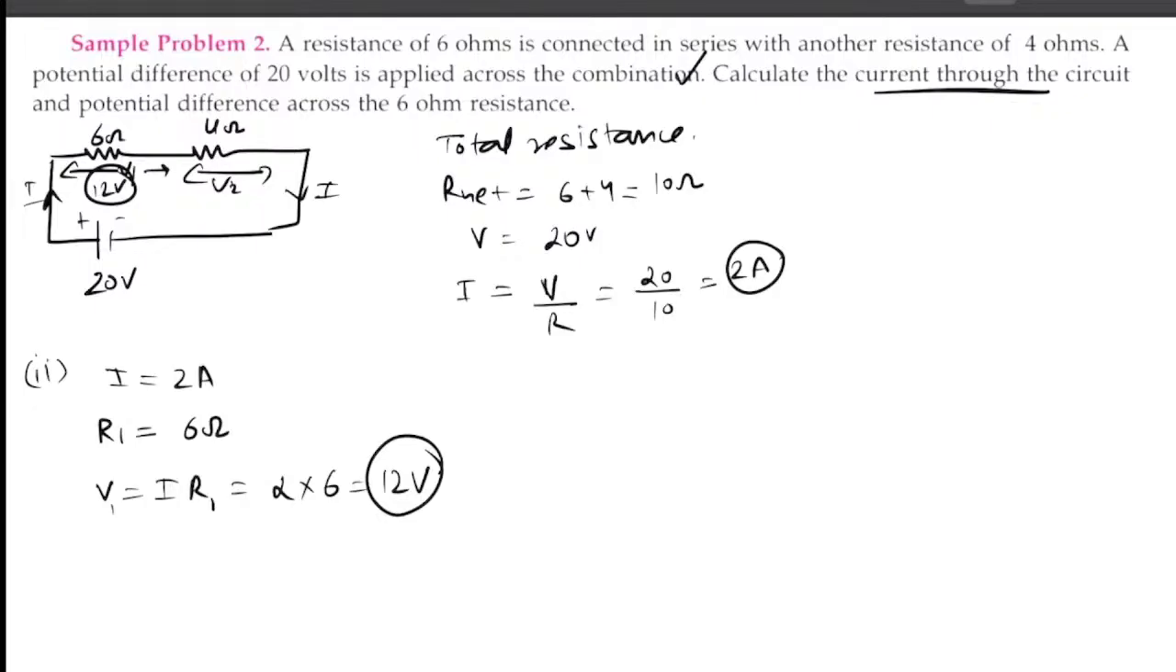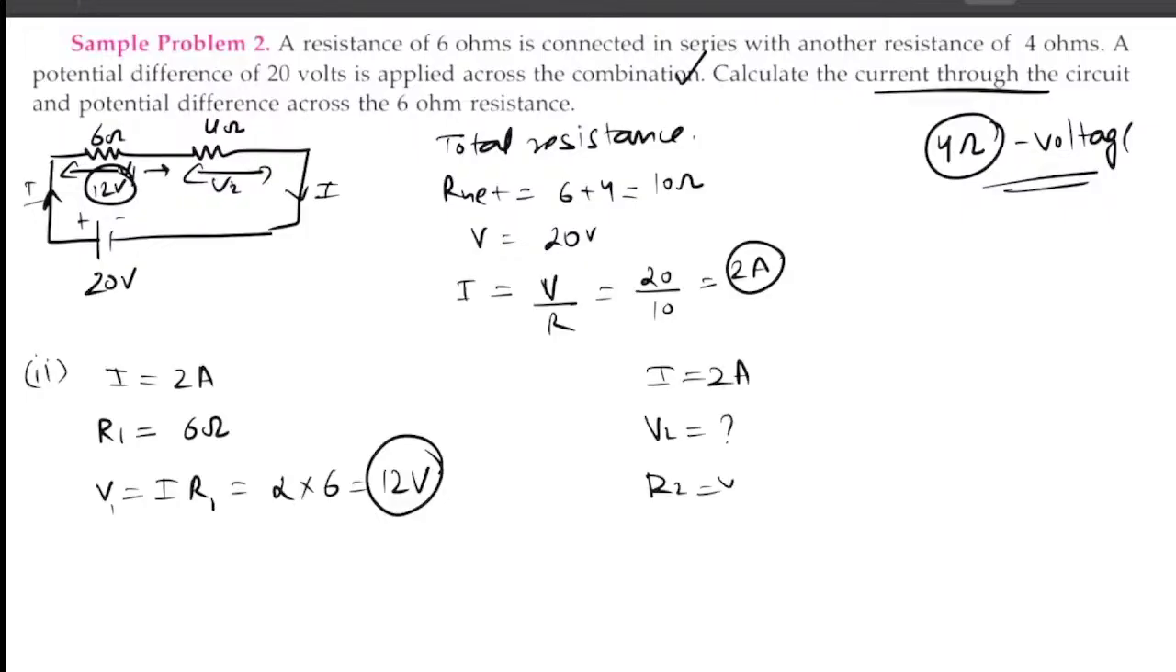Is that correct? Now, it has not been mentioned in the question, but if the questioner were to ask what would be the value of voltage across the 4 ohm resistor, there could be two methods. Method number one would be the simple method. I is going to be the same. V2 we have to calculate. R2 is going to be 4 ohms. Putting these values together, 2 into 4, that is equal to 8 volts.